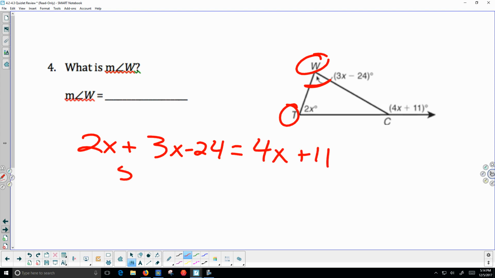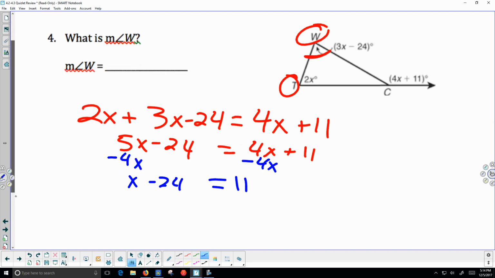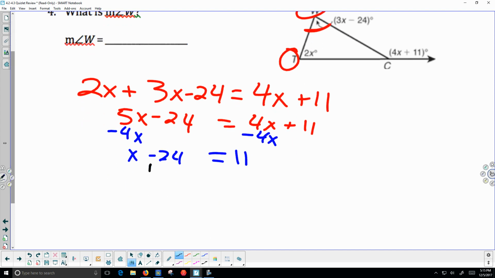All right, I'm going to combine like terms. I'm going to start moving stuff over to solve for x. x minus 24 equals 11. Add 24. x equals 35. All right, cool. But that's still not what I want to end up with. I want to find the measure of angle W.